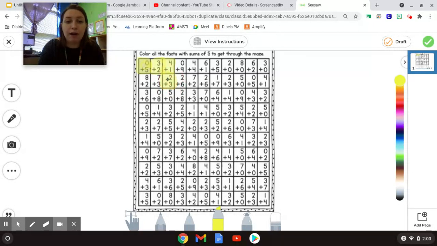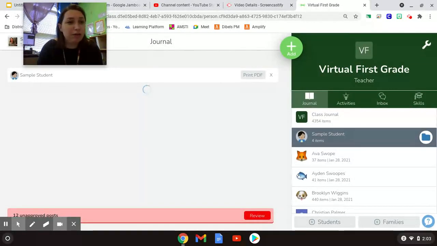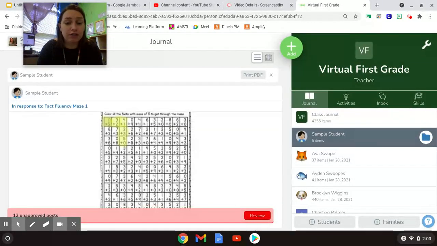And I kind of work my way through. Now I'm going to look around. Look at all the numbers that are touching this one. 2 plus 6, that doesn't equal 5. 2 plus 8, that doesn't equal 5. Oh, 5 plus 0, that equals 5. And you can work your way through the maze this way. Okay, so make sure that you look for the ones that equal 5. And like next week when we do it, we won't be looking for sums of 5. We'll be looking for a different number. But this time we're looking for 5.